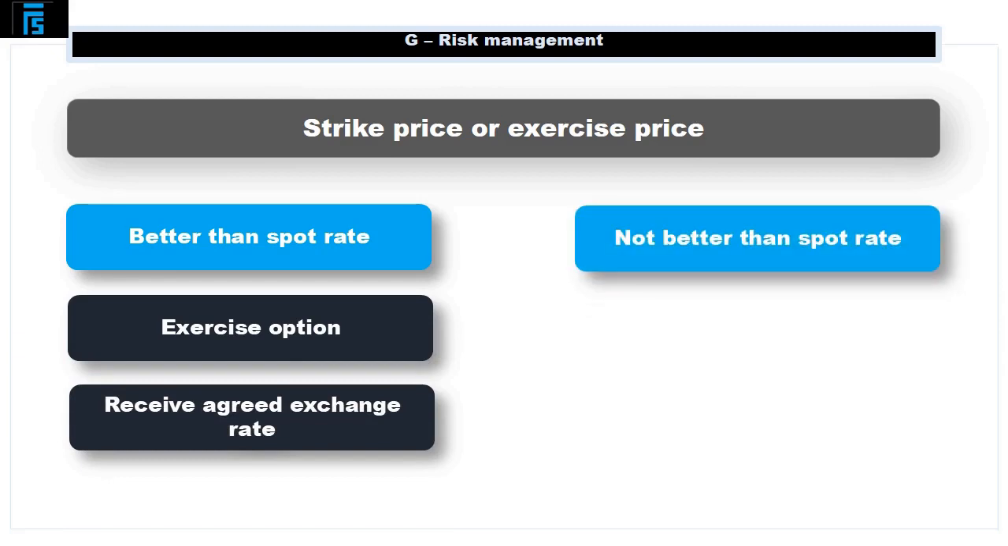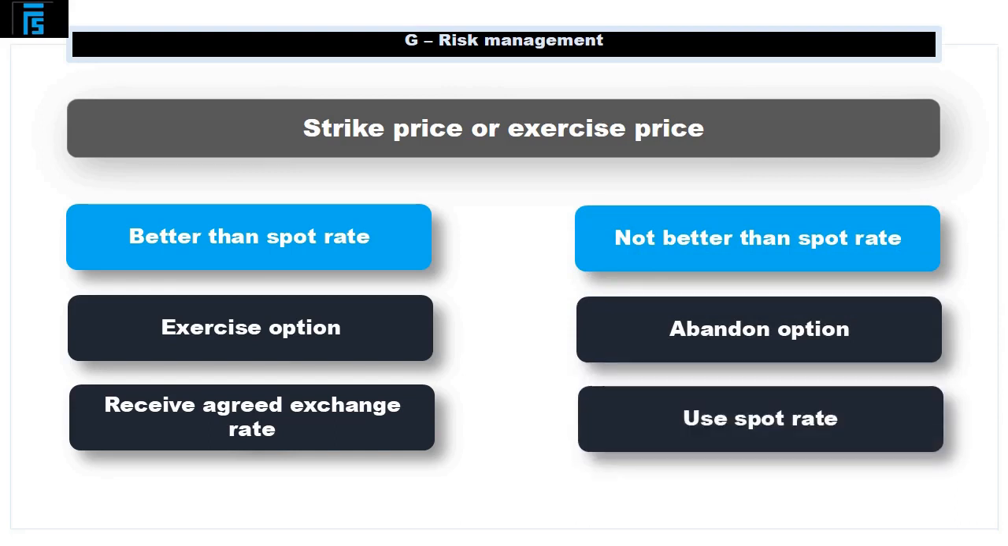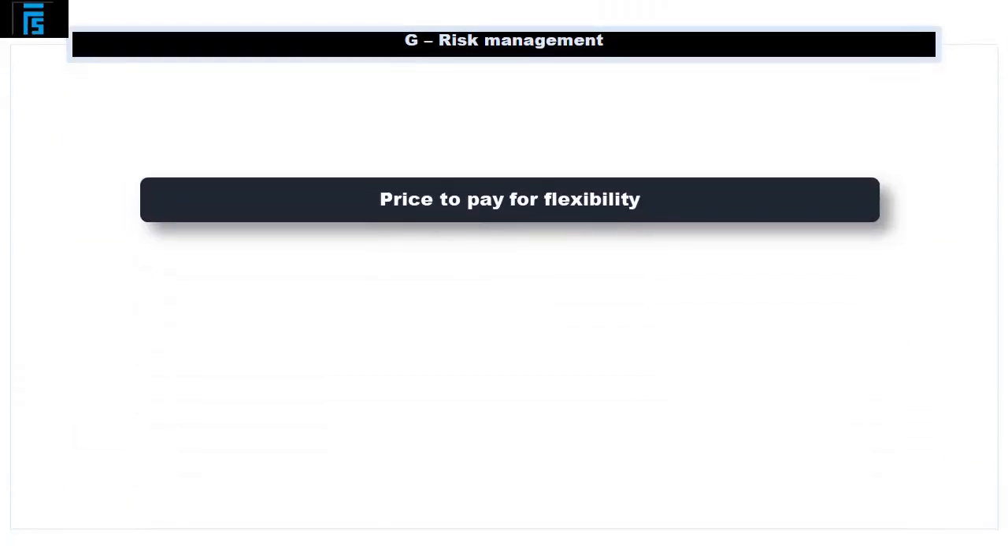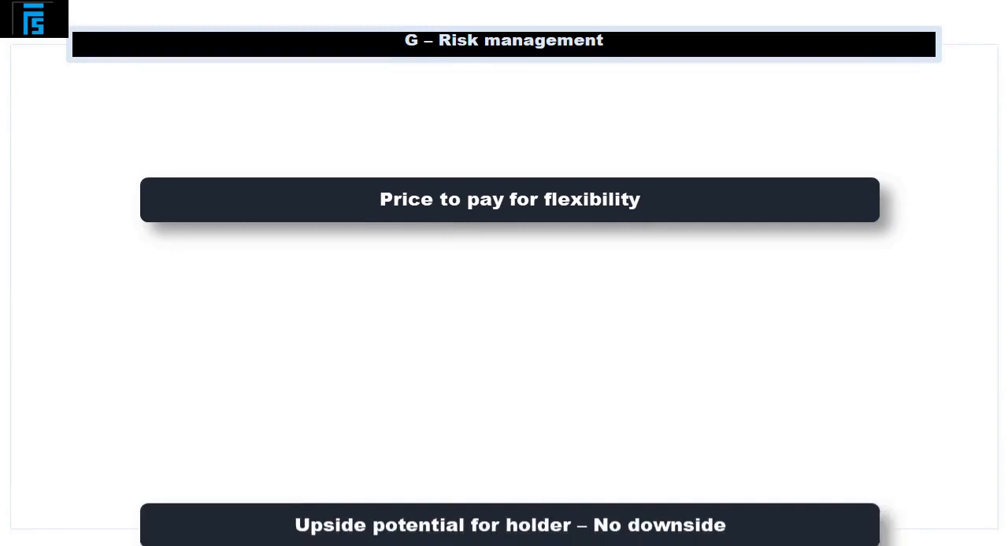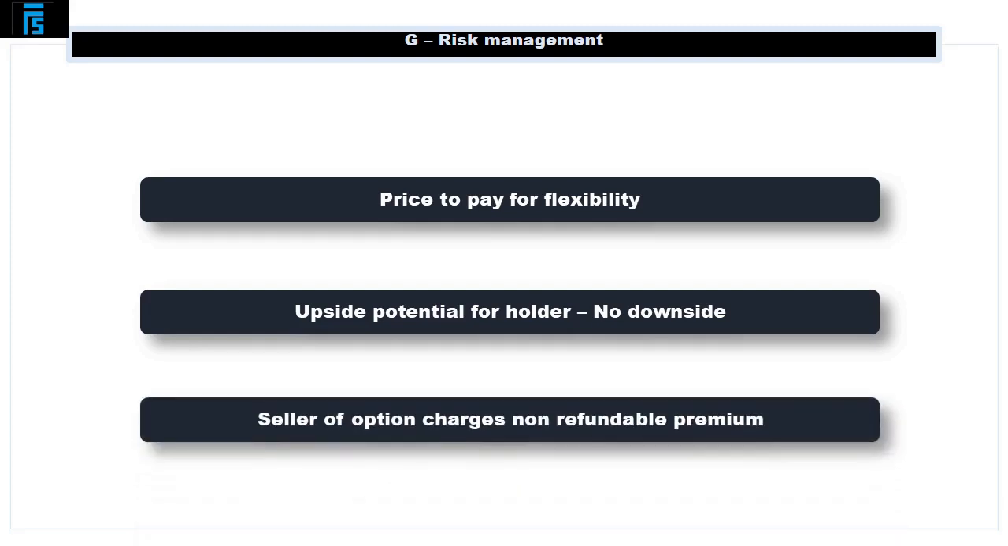If, however, the spot rate is more favourable than the strike price in the option, then the option can be abandoned and ignored. The holder of the option can then use the more beneficial spot rate. There is a price to pay for this flexibility. An option only seems to have upside potential for the holder and no downside. The seller of the option charges a premium at the start that's non-refundable, a bit like selling an insurance policy.